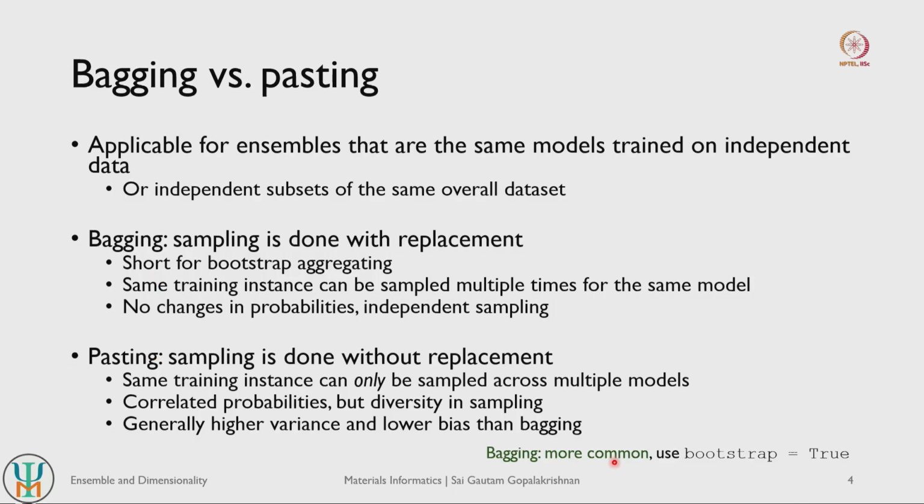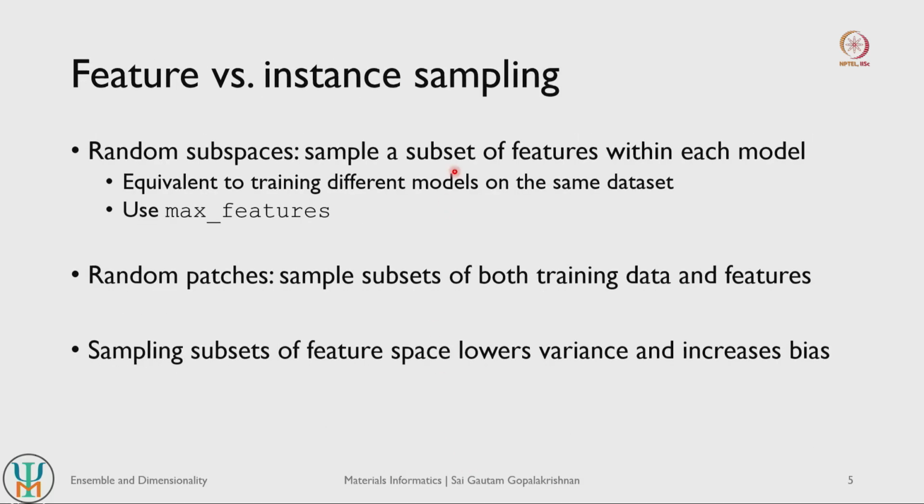And in general for ensemble models, bagging is quite commonly used, and almost always for ensemble models you will have this hyperparameter called bootstrap. So if you set bootstrap equals true, you are using bagging, right, you are using bootstrap aggregating. Okay. So that is one thing to note about ensemble models.